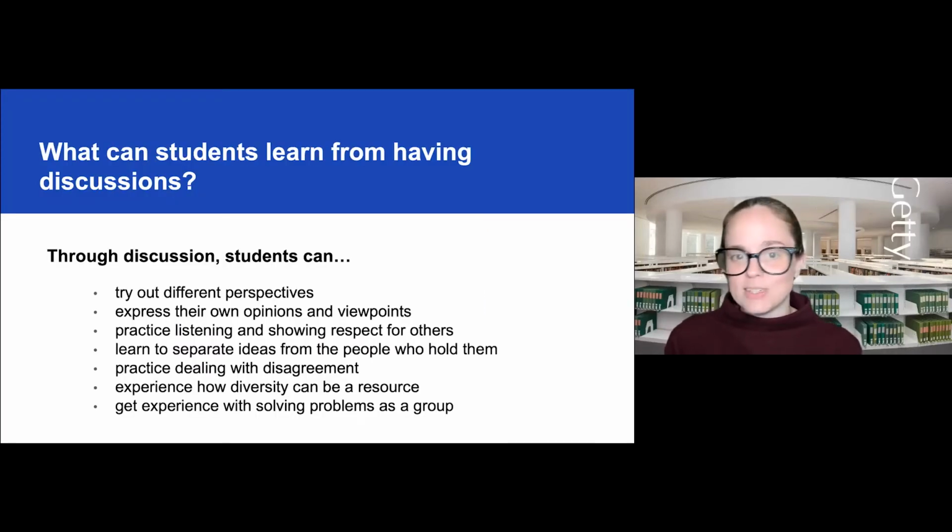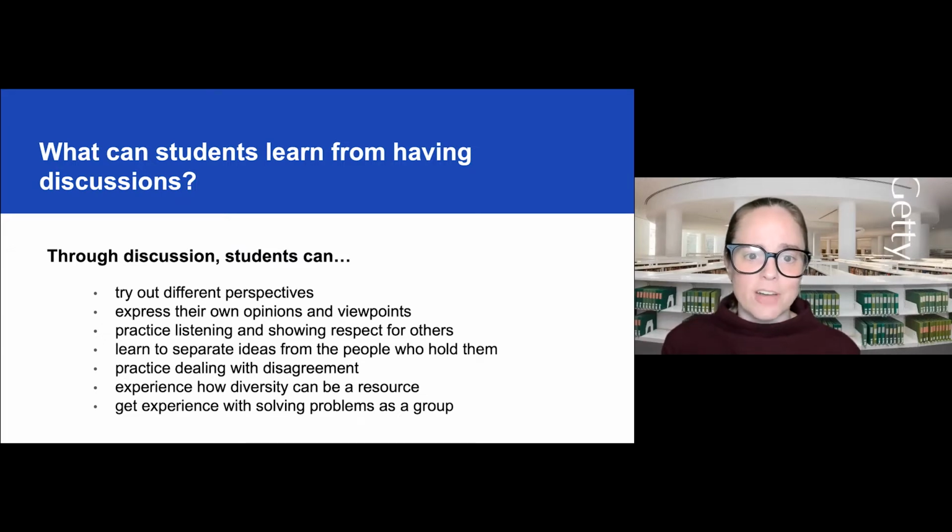So what can students learn from having discussions? Through discussions, students can challenge assumptions and practice learning from each other. They can try out different perspectives they may not have considered previously, while also expressing their own opinions and viewpoints. Students can also practice listening and showing respect for others, learn to separate ideas from the people who hold them, and practice dealing with disagreement. Many of us know how important these skills can be for a healthy community.